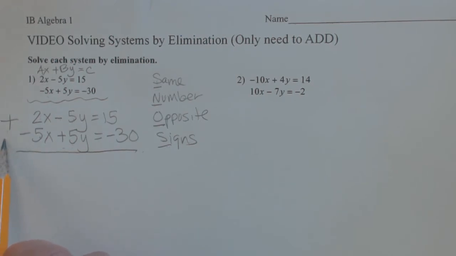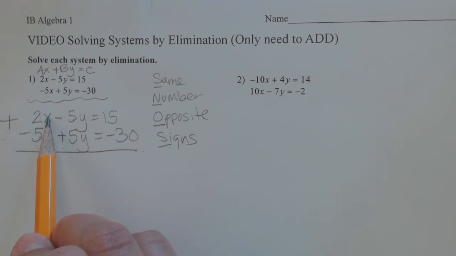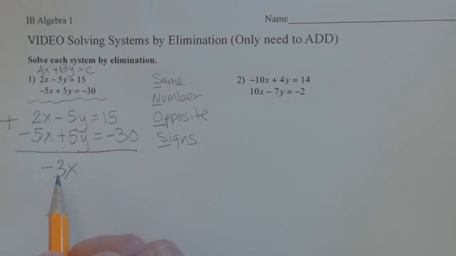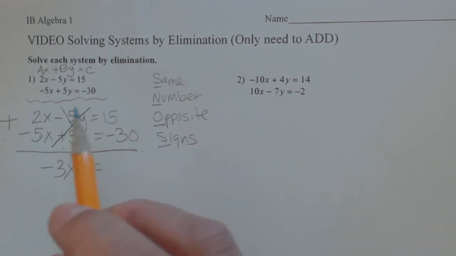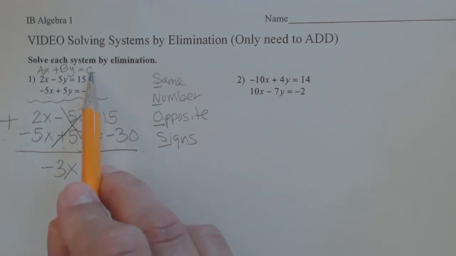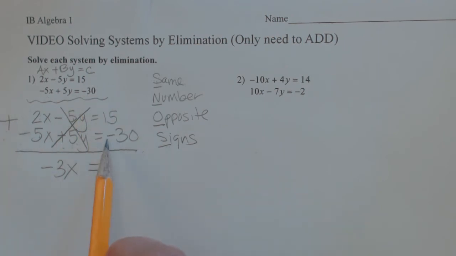That's why we need opposite signs. Because when we go through, we're going to add 2x plus a negative 5x, and we're going to get negative 3x. Negative 5y plus positive 5y crosses out. So we eliminated the y variable right now. That's why we needed the same number with opposite signs, because this actually adds up to 0. When it adds up to 0, our variable is eliminated. Bring down our equal sign, and we can't forget to add the c values, which is 15 plus negative 30, which is going to give us a negative 15.